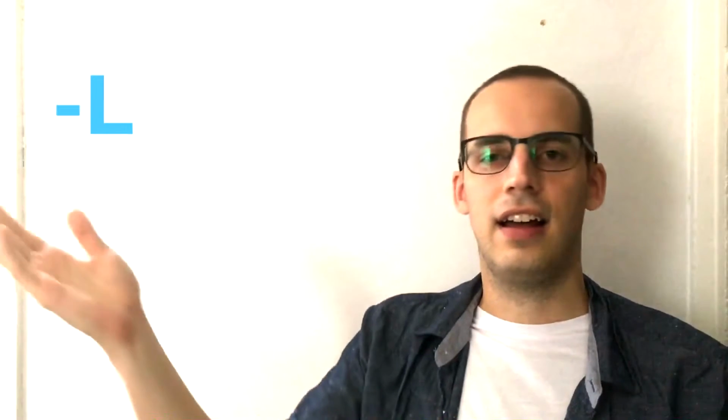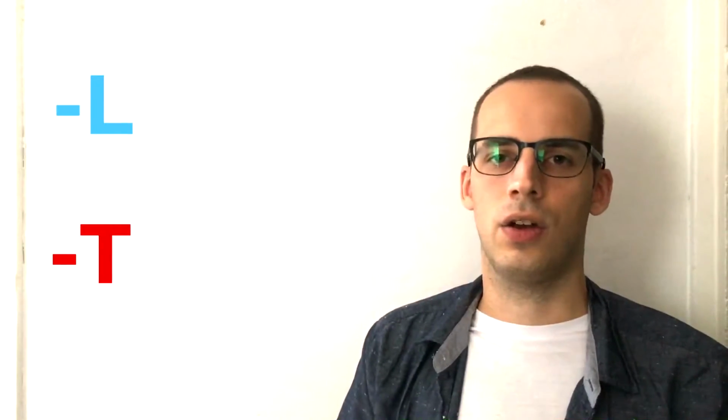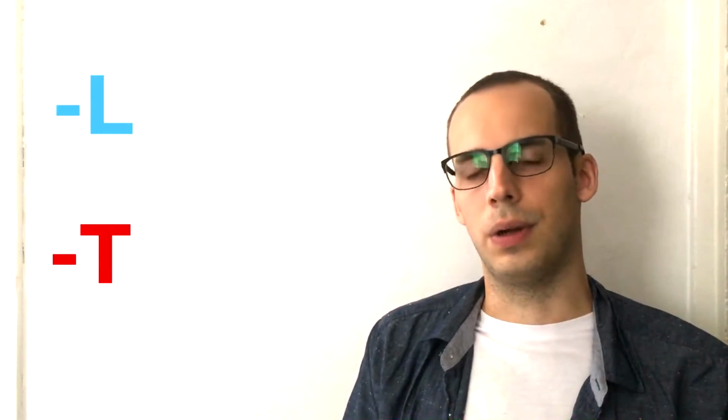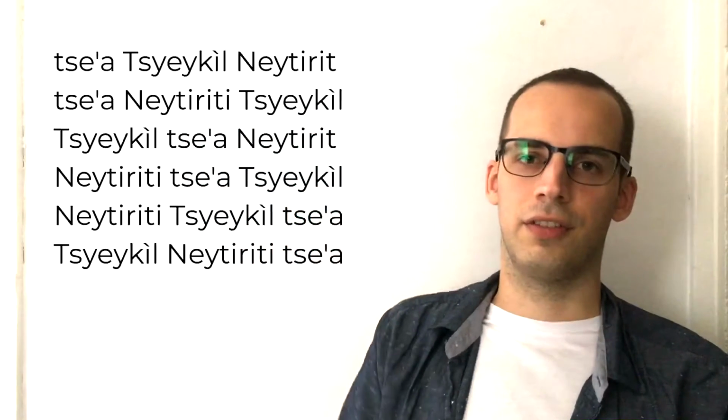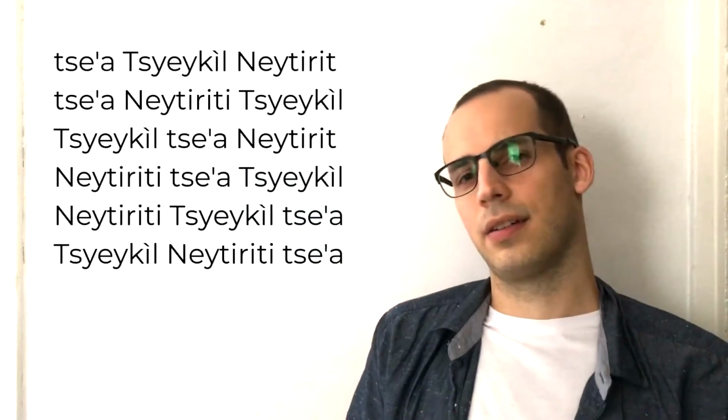Because again, these L and T endings are now indicating who's doing what. So we don't have to go through the work of putting them in a particular order. So with these three words, we end up with 6 different word orders. Which one do you pick? The answer ultimately comes down to preference.